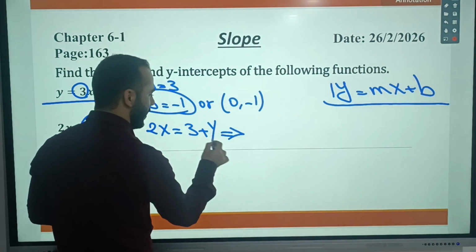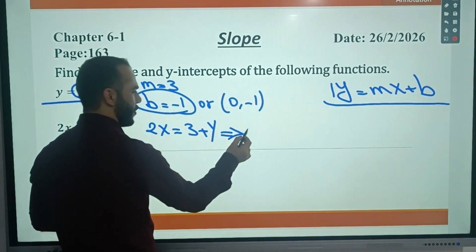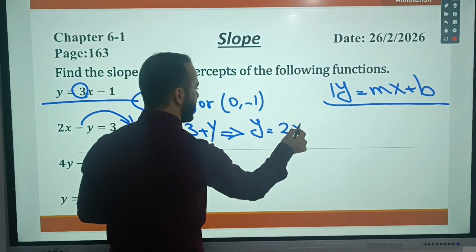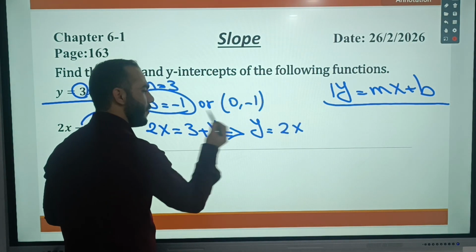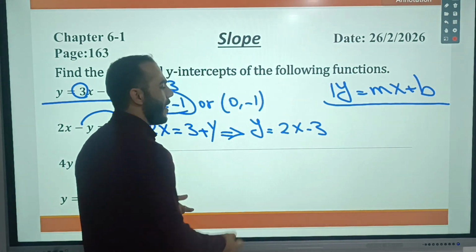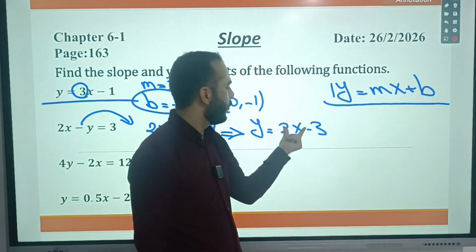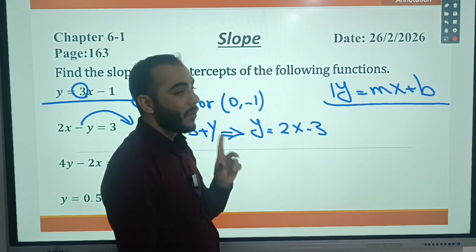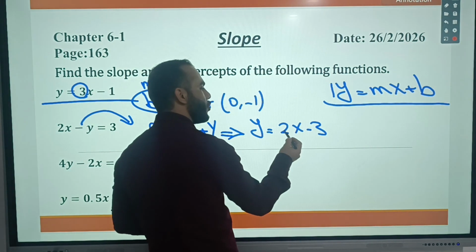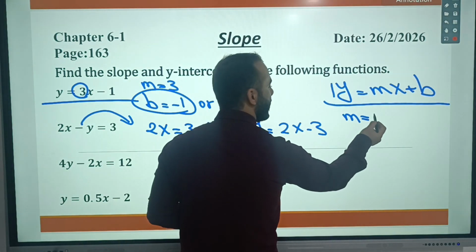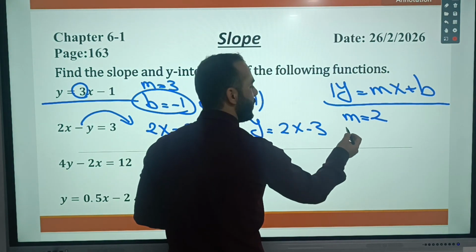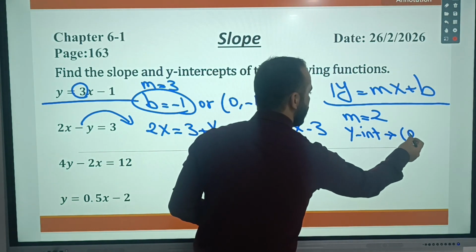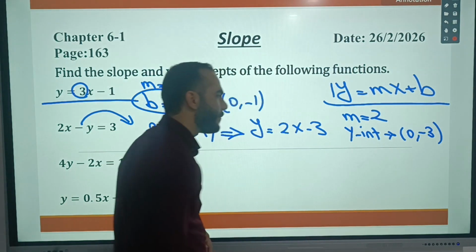Right now, y is still not alone. Move this 3 to the other side, so we are going to have y equals 2x. When this 3 comes to this side, it becomes -3. So right now, is y alone? Compare this formula with the general form. Y is alone on one side. So what is the number next to x? 2. Therefore, we say that the slope is 2. And what about the y-intercept? The y-intercept is (0, -3).